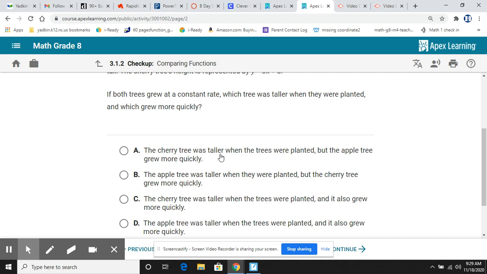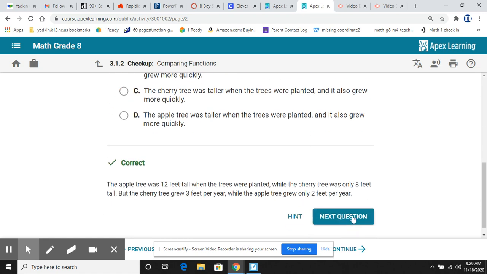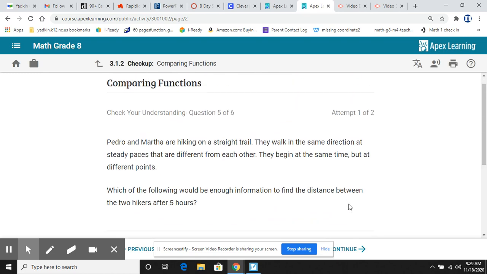The cherry tree was taller? No. The apple tree was taller? Yes. But the cherry tree grows more quickly? Yes, that's true. Let's just make sure the other ones are false. The cherry tree was taller? No, that's false. The apple tree was taller? Yes. And it also grew more quickly? No. The cherry tree grew more quickly. Okay. All right, there's more.